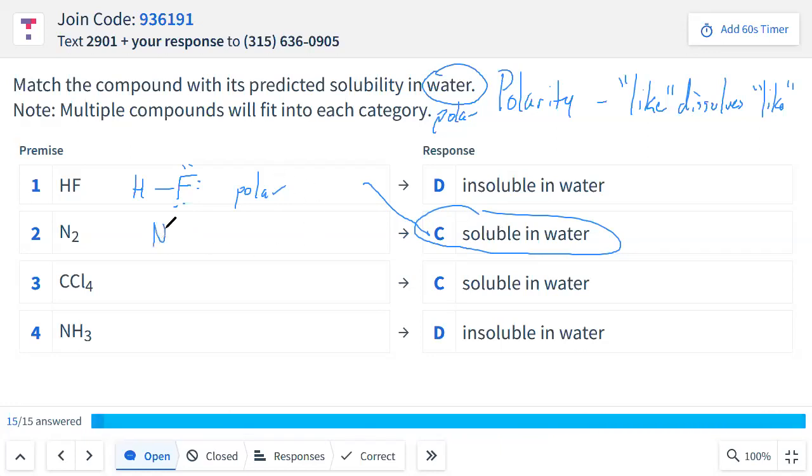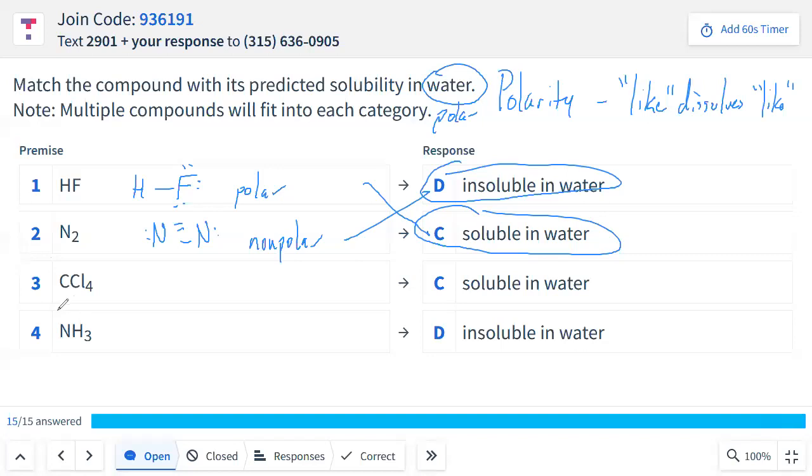Now, in the case of nitrogen, here I've got, again, a molecule of 1 kind of bond, a triple bond between 2 atoms of the same kind. So it's kind of the exact opposite. I've got a molecule that is made of a single bond, and that bond happens to be nonpolar. So the molecule is nonpolar. Since it's nonpolar, we would expect it to be insoluble in water.